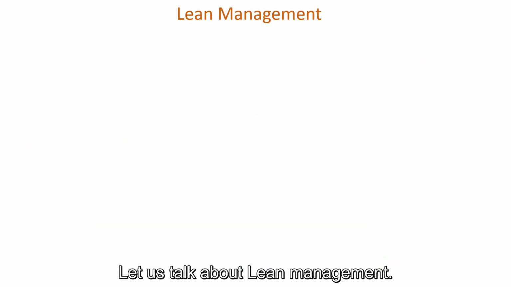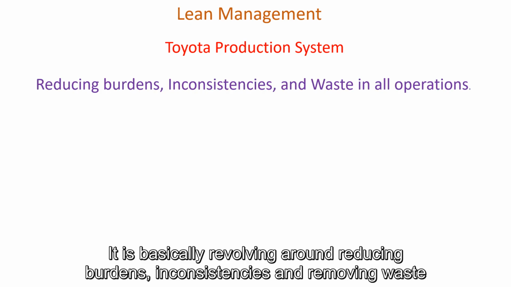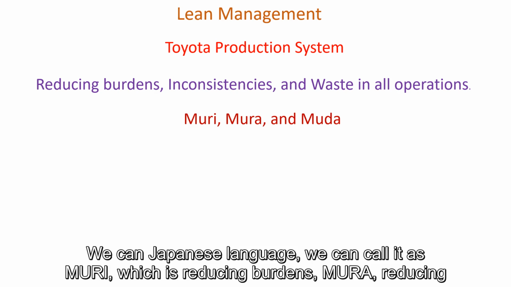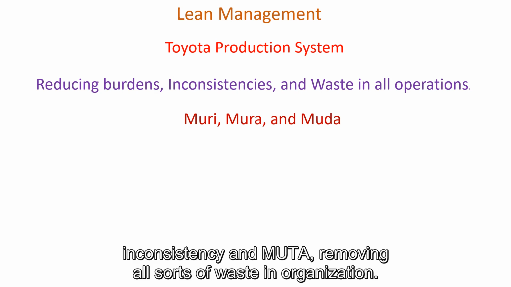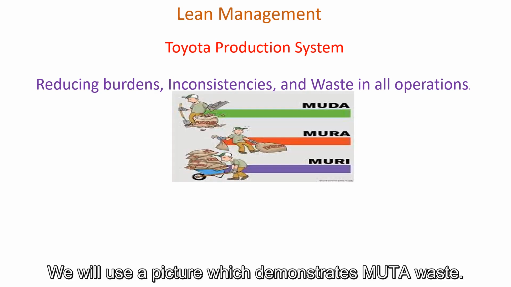Let us talk about lean management. Lean management has its roots in the Toyota production system. It basically revolves around reducing burdens, inconsistencies, and removing waste in all operations of the organization. In Japanese, we call it Muri, which is reducing burdens, Mura, reducing inconsistency, and Muda, removing all sorts of waste in the organization. We will use a picture which demonstrates Muda, waste.